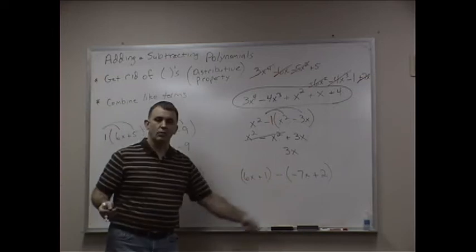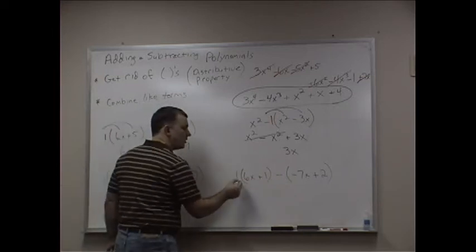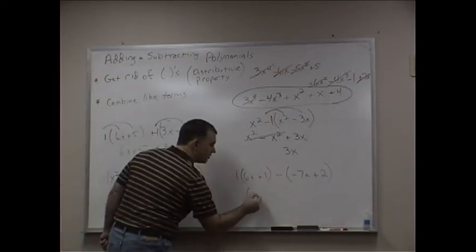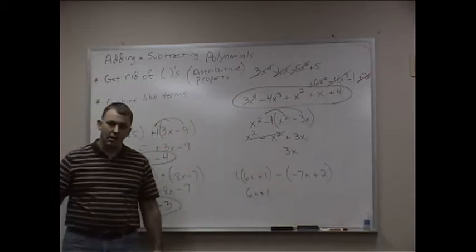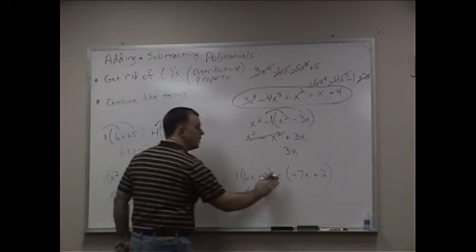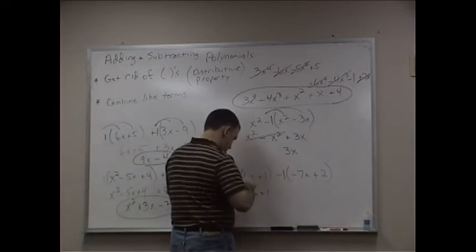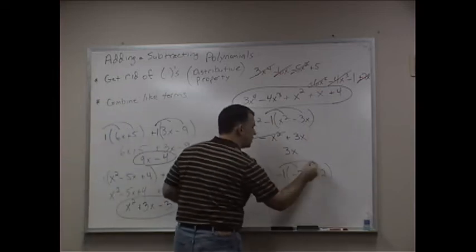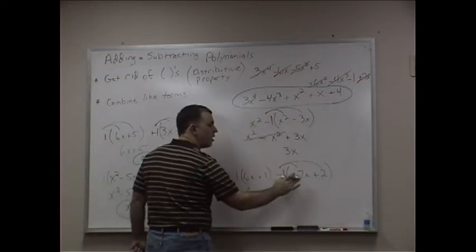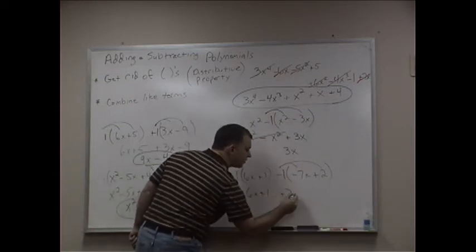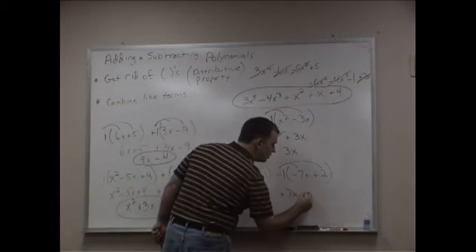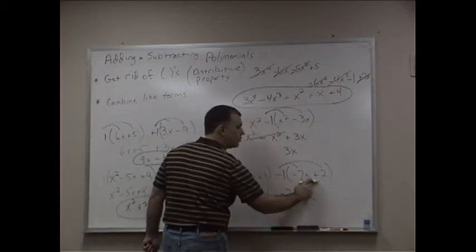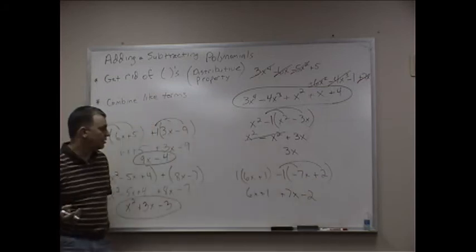All right, let's do the last one here. Now there's a positive 1 in front of this one, so it's 6x plus 1. Nothing changes when you're multiplying by 1. And with this one, I'm going to go ahead and put the 1 here. I'm going to distribute it out. Negative 1 times negative 7x is positive 7x. Negative 1 times 2 is negative 2. Consider that 2 positive because of the plus sign.